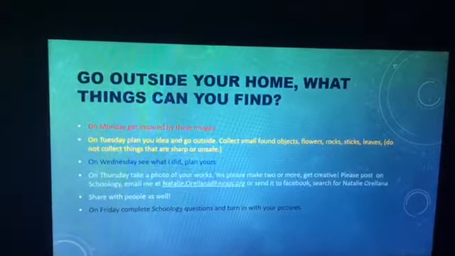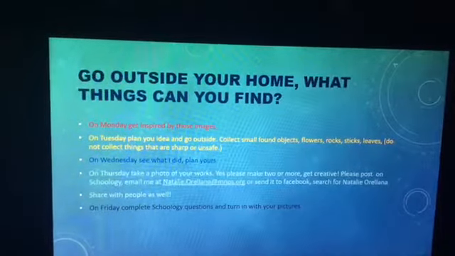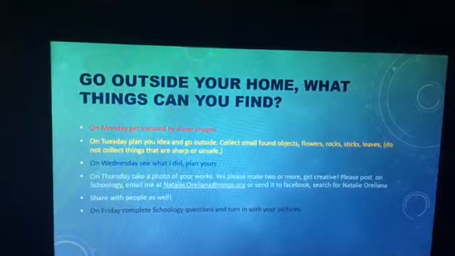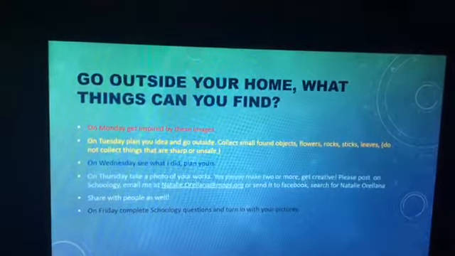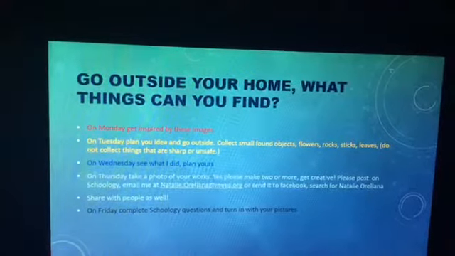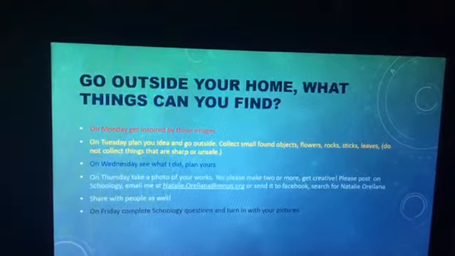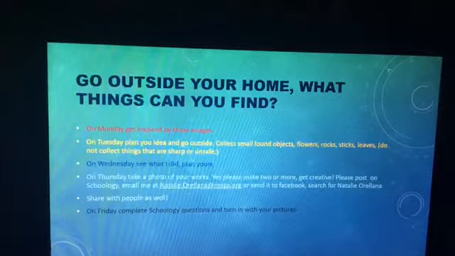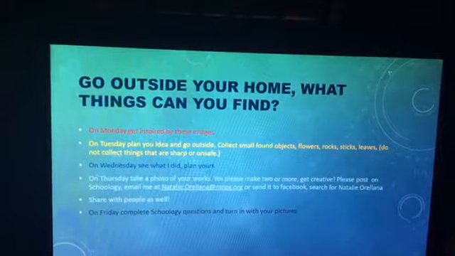On Monday, you could get inspired by these images. On Tuesday, you can plan your idea and actually take a trip outside. Collect some small found objects: flowers, rocks, leaves. Please do not collect anything that is sharp or unsafe. On Wednesday, you can put it together or plan it out. And on Thursday, please do take a photo of your works.